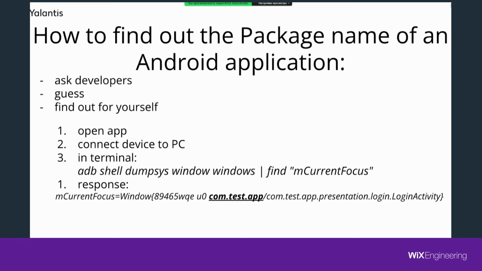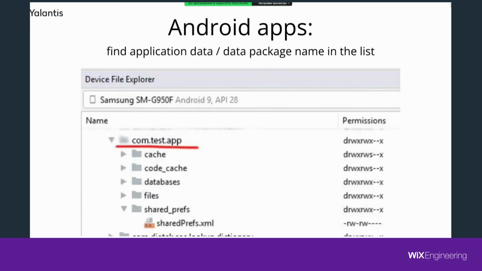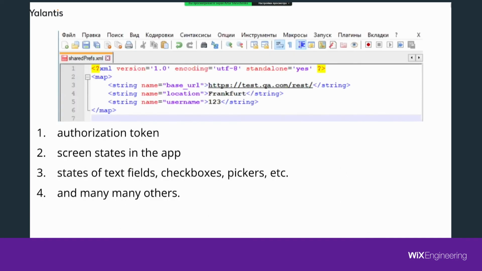And after that, we need to open Android Studio, connect, of course, our device, and on the right panel, we will see the device explorer, and there we need to find the package name of our application. Then we should expand it, and we will see everything that's stored locally on the device. So there can be some cache, some databases, some files, some shared preferences. And for example, the shared preferences will look like this.